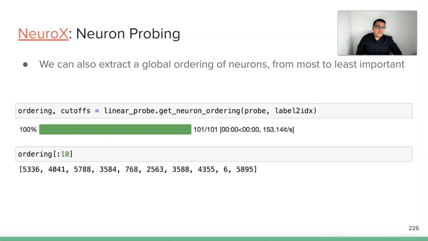Apart from getting sets of top or bottom neurons, the toolkit also provides a way to get a global ordering of all neurons. Here, the neurons are ranked by their importance to all classes in the given tag set. So, for example, we have printed the top 10 global neurons across all part of speech tags in our toy dataset in this code snippet.